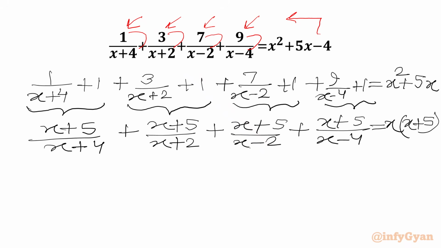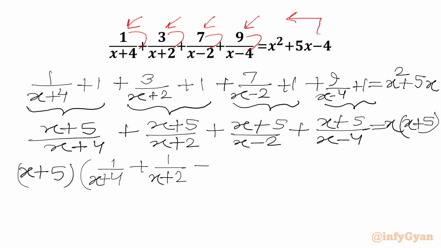Now we have common numerator x plus 5 in the LHS, and we have the x plus 5 expression in the RHS also. So we'll take all the terms to the LHS and we'll take x plus 5 common. We can write the equation: x plus 5 is common, in the other bracket 1 over x plus 4 plus 1 over x plus 2 plus 1 over x minus 2 plus 1 over x minus 4 minus x equal to 0.